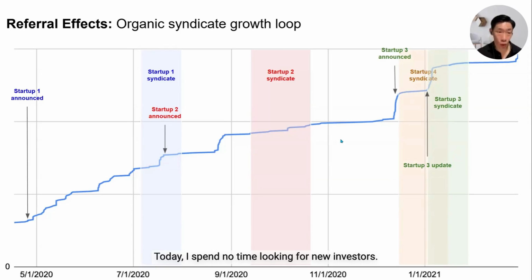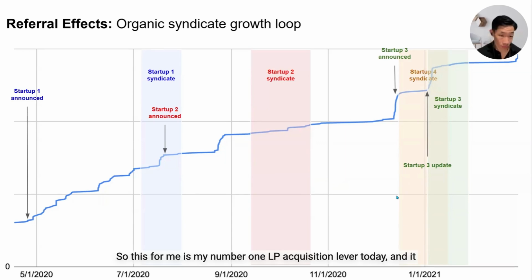Today, I spend no time looking for new investors. They get referred into me from my network, investors knowing that I have a syndicate, and also through this vector, which is when I do a deal, I know my investors, the people who are really engaged on it, they're going to reach out to their network and say, hey, you should talk to Jed about this deal. I think you'll find it interesting.